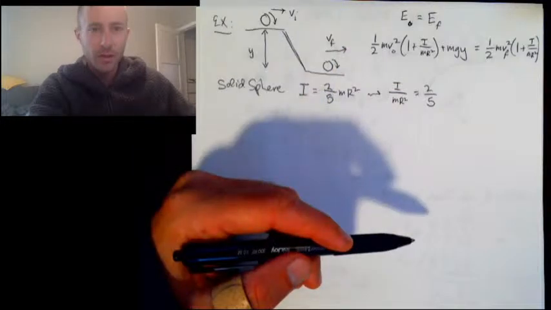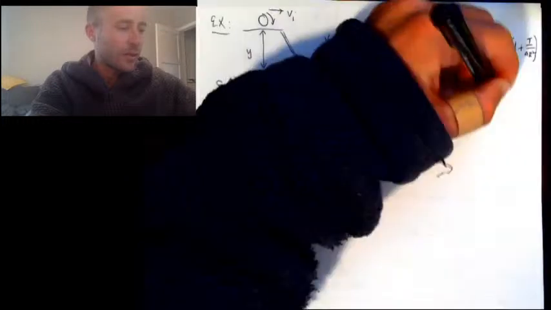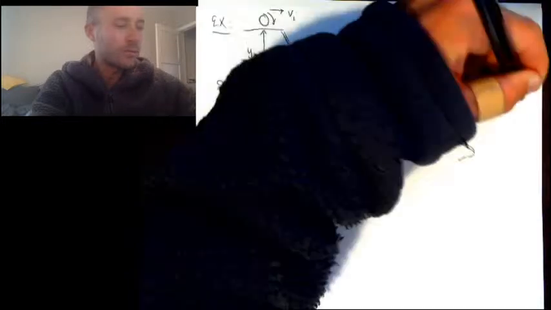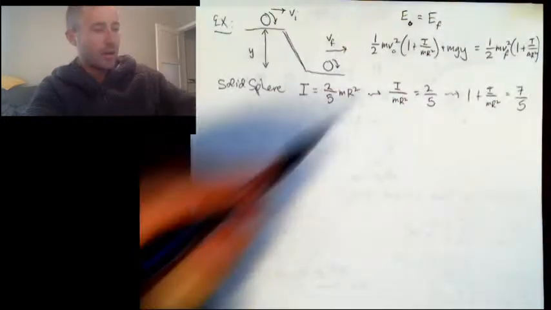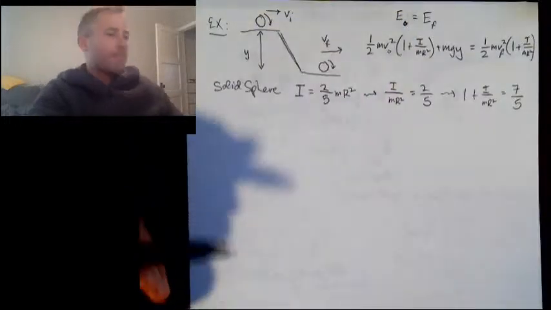So, for example, 1 plus I over mr squared is going to be 1 plus 2/5, which is 7/5. All right, which we can then plug into there. So this extra term just ends up being a multiplier to the kinetic energy. All right, so that's the first topic for today's lesson.